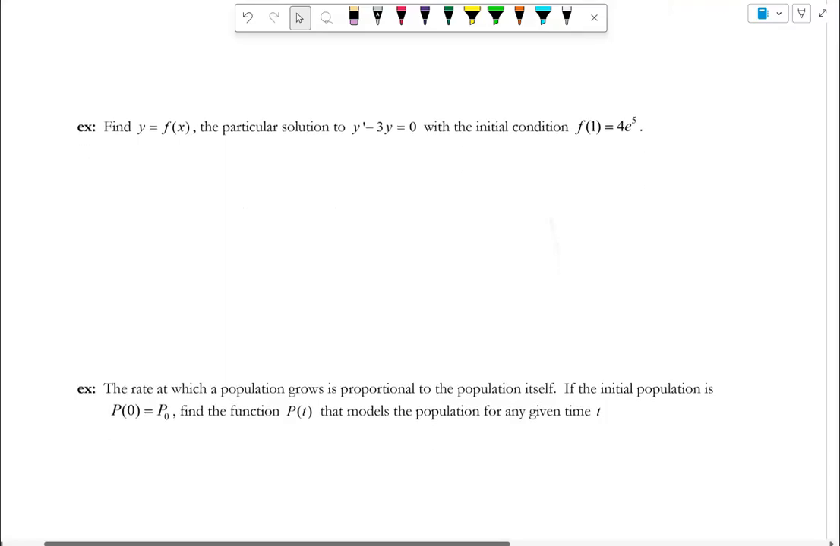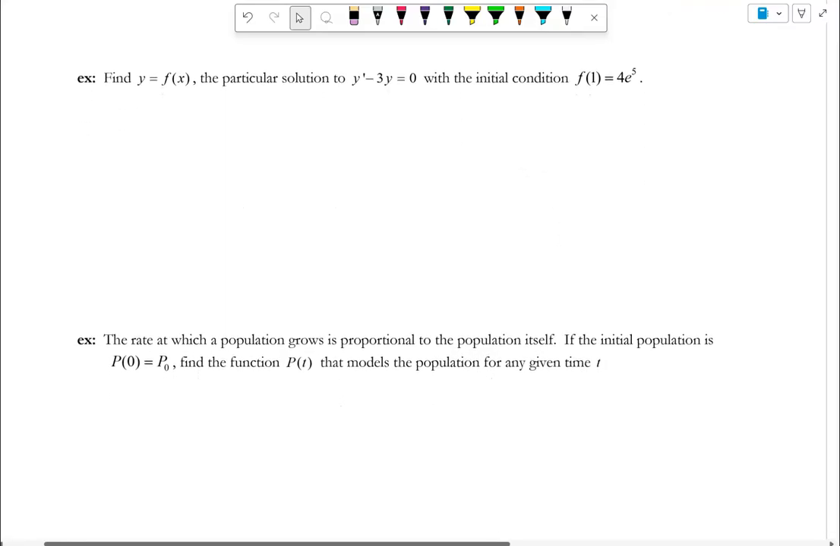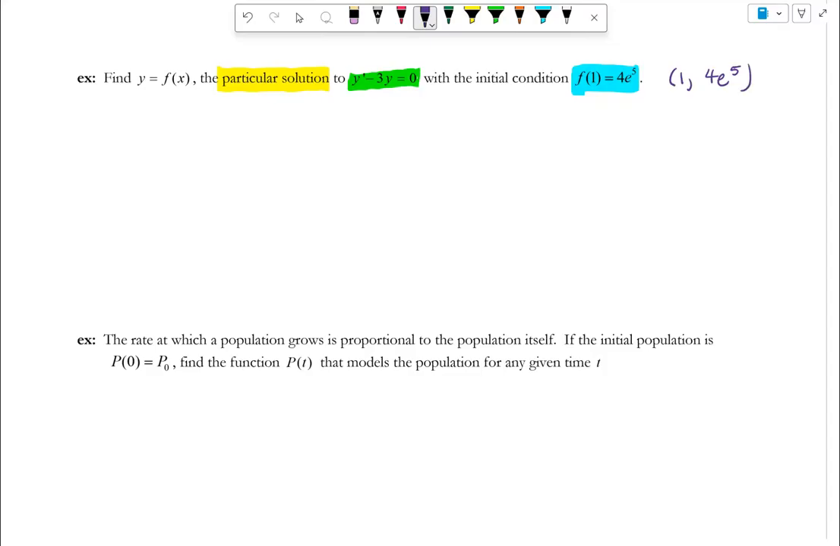The middle example though, so we're only going to look at 2 more examples and then we'll be done. We are asked to find y equals f of x. And again, we're looking for a particular, not a general solution, meaning there should absolutely not be a plus c in our final answer. We are given the differential equation y prime minus 3y equals 0, and a kind of gross initial condition that f of 1 is 4e to the 5th power. Sometimes it helps me to write that as an ordered pair to remember that 1 is my input, or my x, and my output is my y.